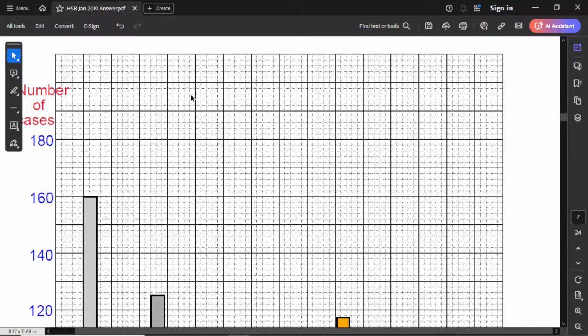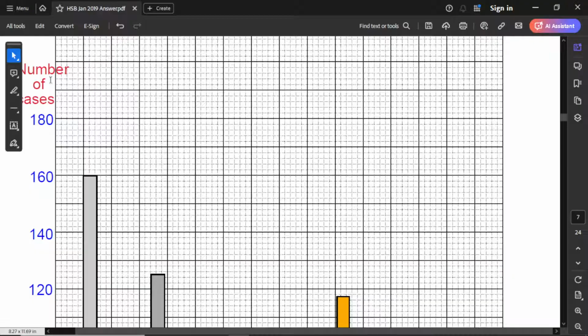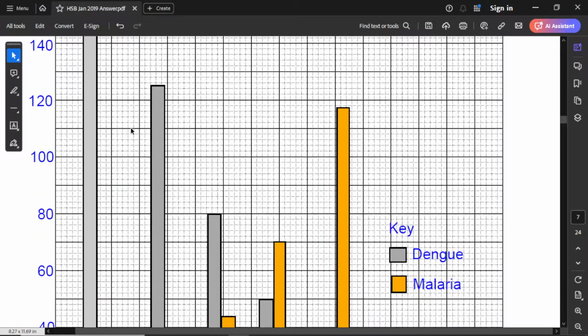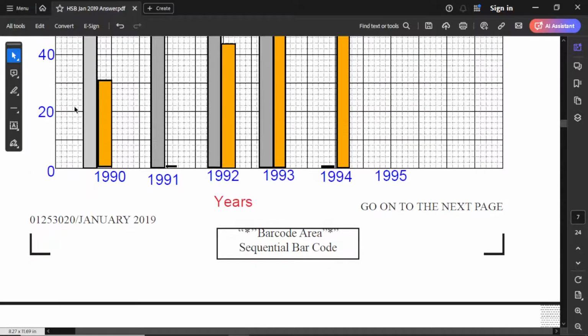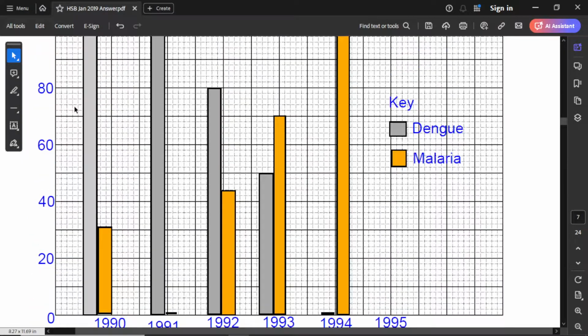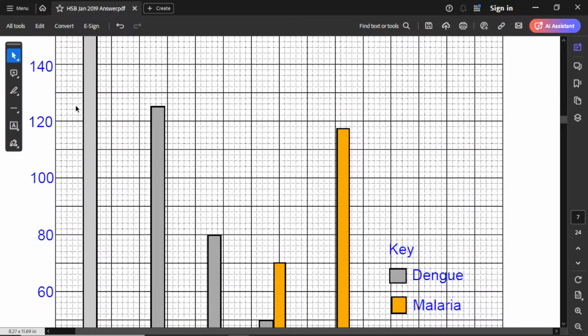Please don't forget that. All right, and so on the y-axis, you have the number of cases. On the x-axis, we have the years. And very important to note, you must use a proper scale to make your graph at least half of the page. That is very important.